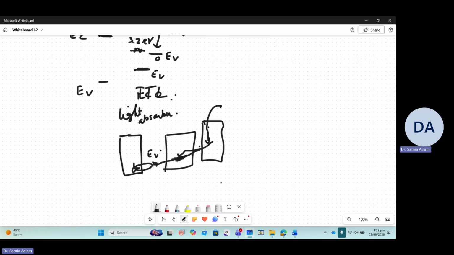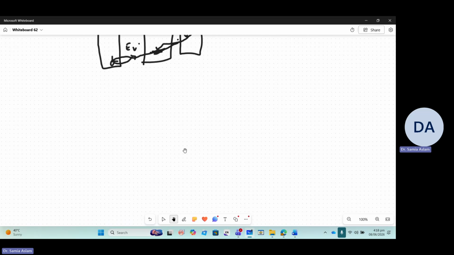So this is what is happening, and this is known as the photovoltaic effect. And this is the working principle of a solar cell.